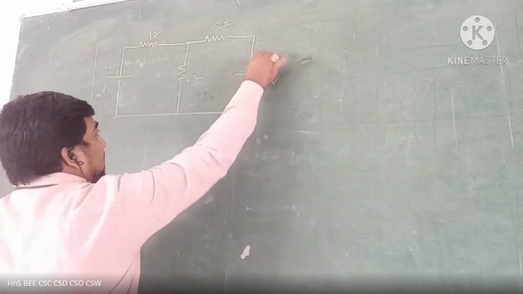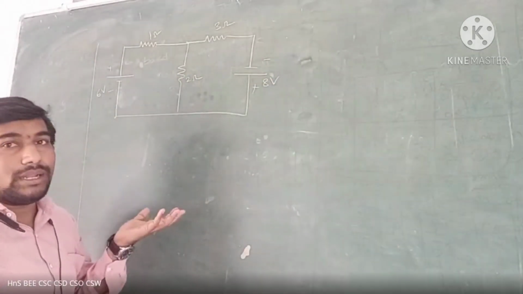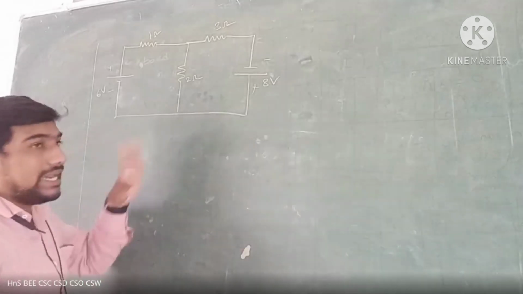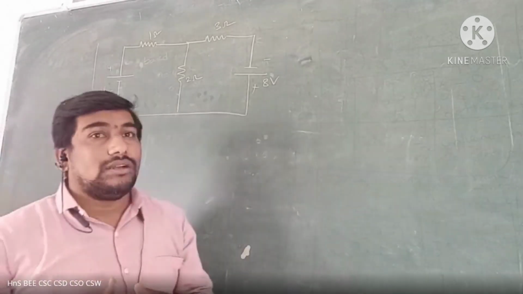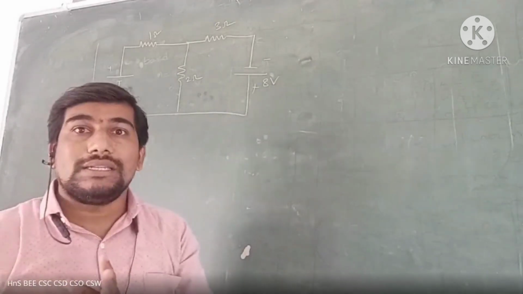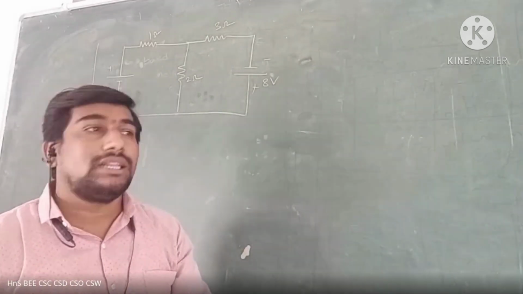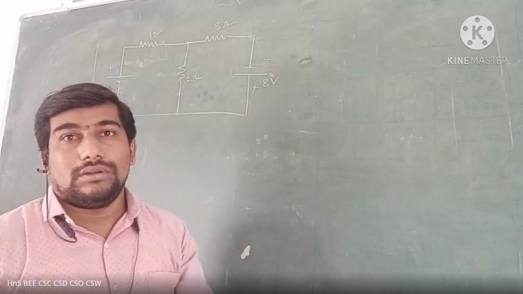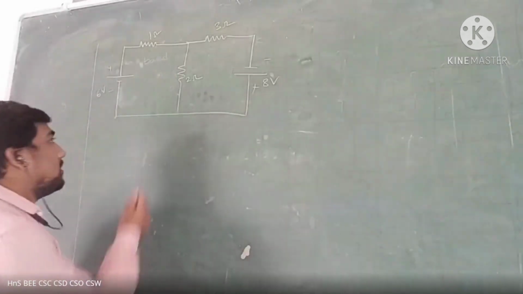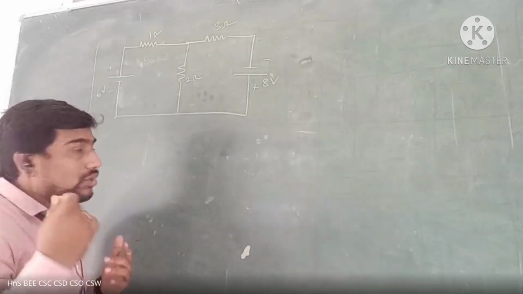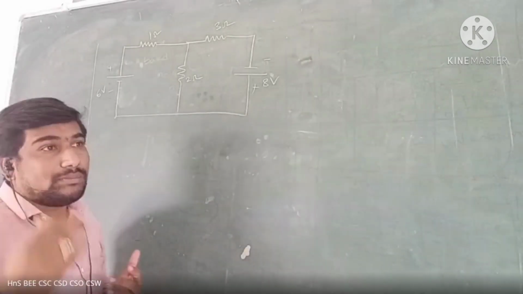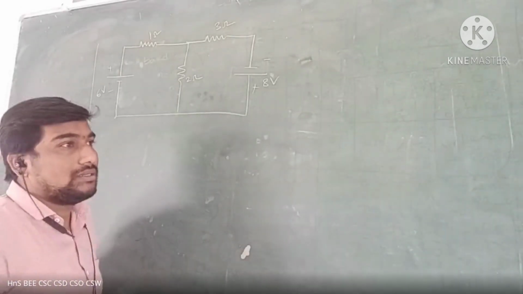This is plus, this is minus. Based on those sign symbols, polarities, you have to take the directions. That is not a condition, just my suggestion. Then that is easy for you. Simply, you can take a clockwise or anti-clockwise direction, that is your wish. But my suggestion is you take the direction based on plus minus symbols, or polarity symbols.